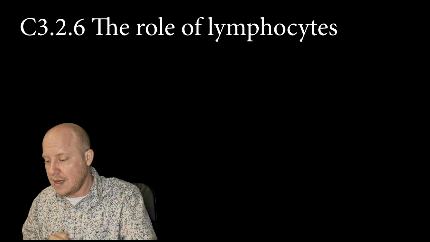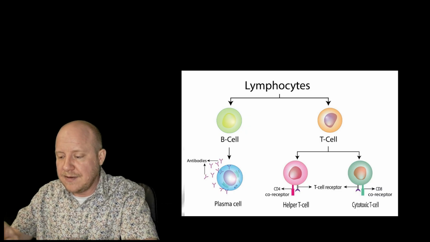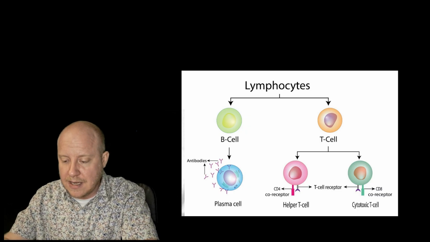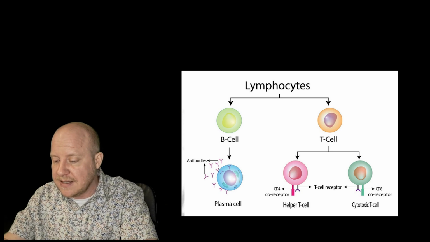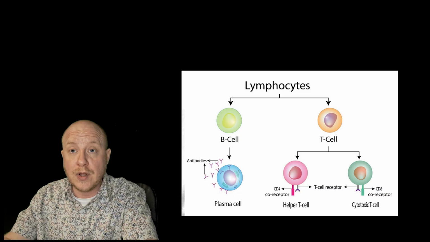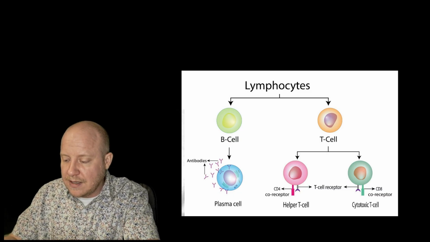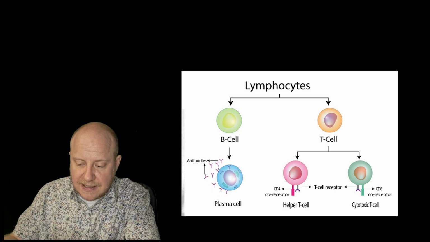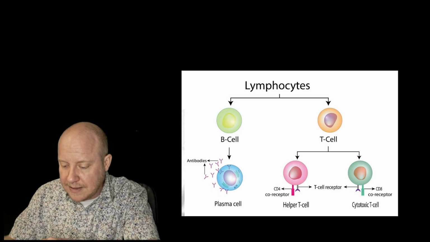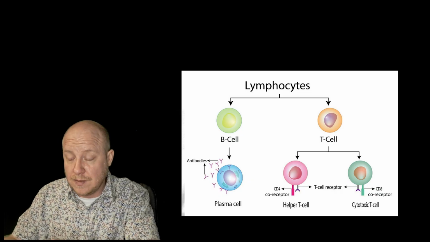C3.2.6, the role of lymphocytes. Lymphocytes as cells in the adaptive immune system that cooperate to produce antibodies. Students should understand that lymphocytes circulate in the blood and are contained in lymph nodes. They should appreciate that an individual has a very large number of B lymphocytes that each make a specific type of antibody. There are many types of leukocyte that contribute to the human immune system.